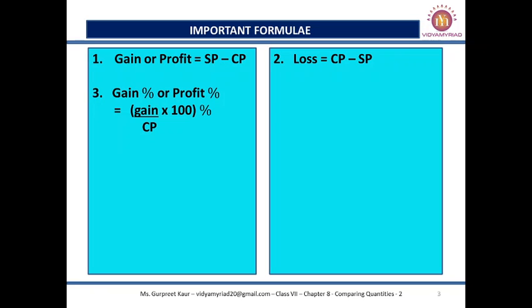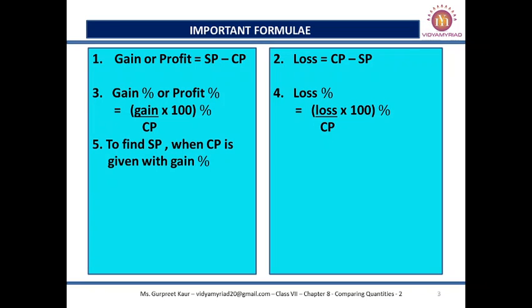Next, when we know what is our gain and what is our loss, we can find out its percentage also. What is the gain percent or profit percent? We can do that: gain, what we found out in the first part, divided by the cost price, multiplied by 100%. Same way, if I want to find out loss percent, it will be loss upon CP multiplied by 100%.